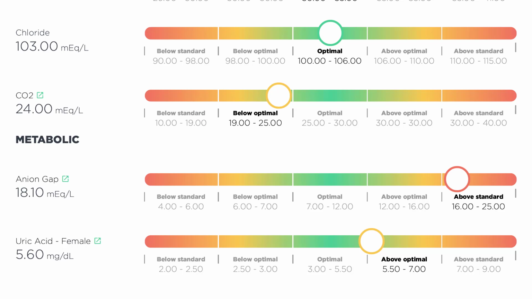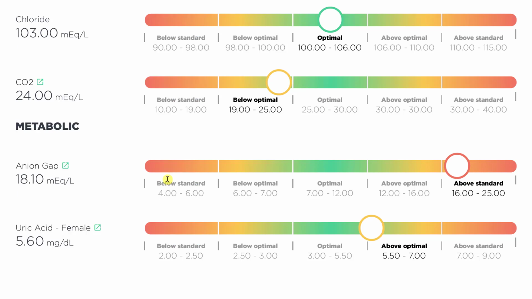The anion gap is a calculation that we do in order to also determine pH balance. And the higher this goes, the more acidity there is in the body. So this is a strong indicator, again, of pH imbalance because of nutritional deficiencies.